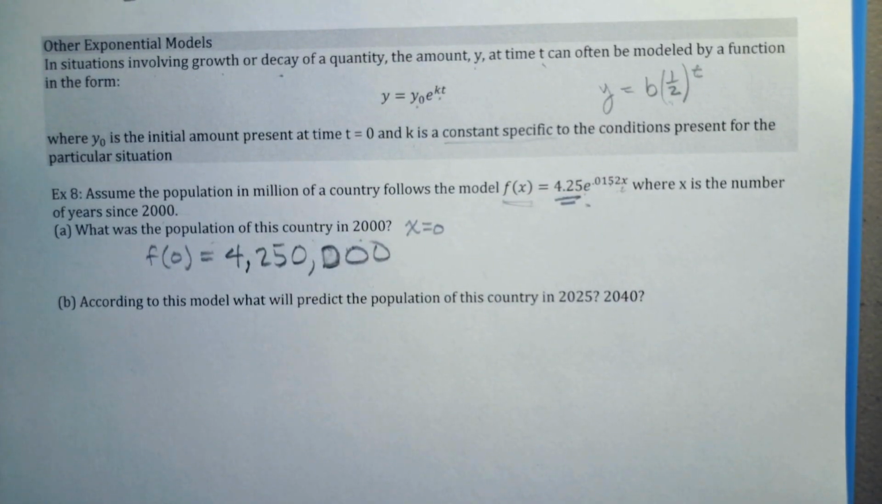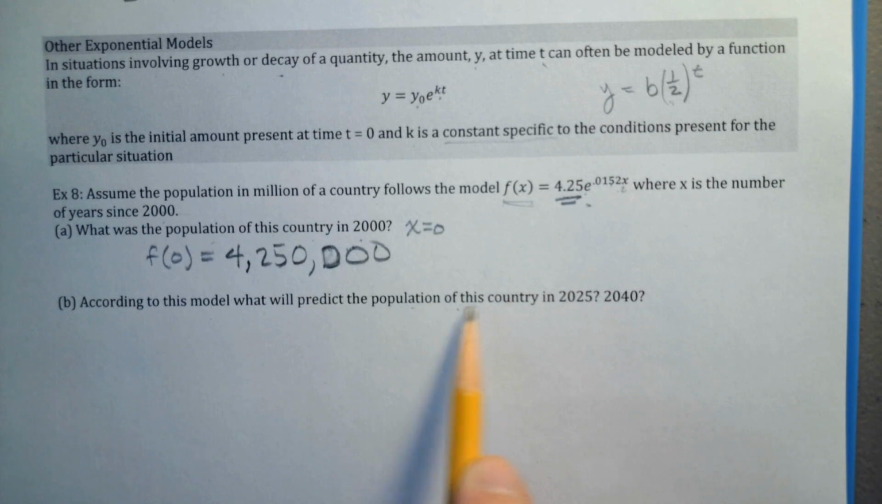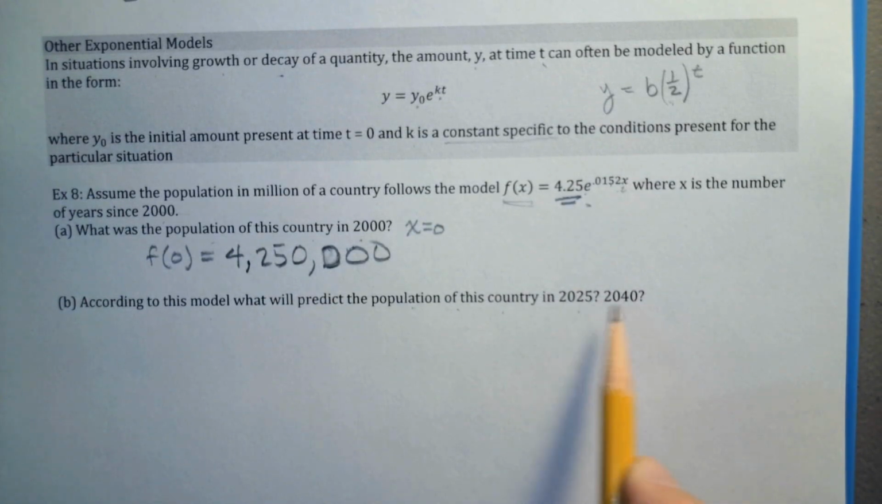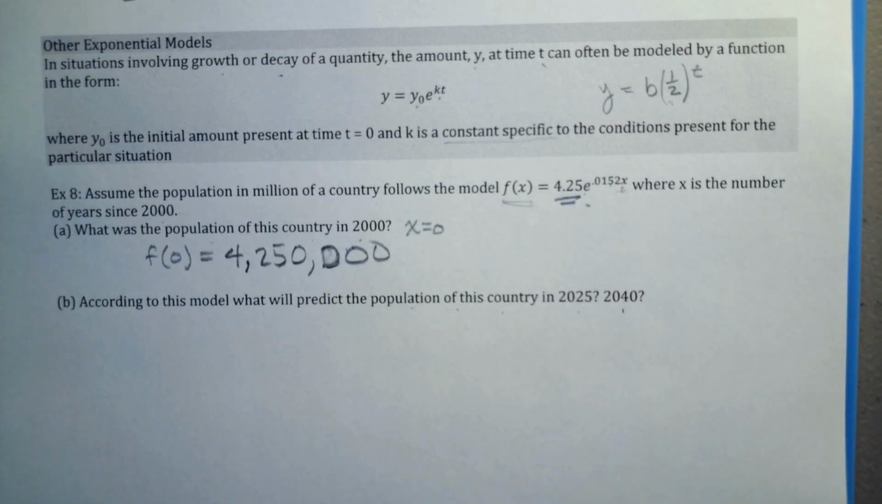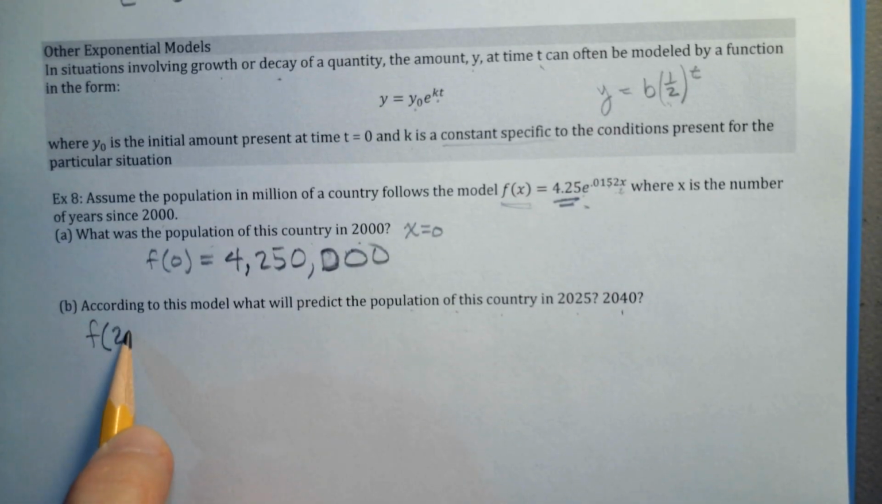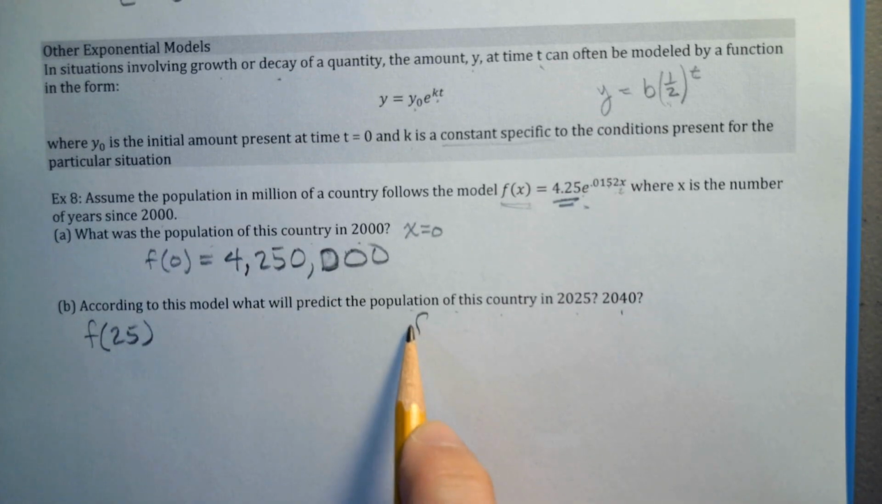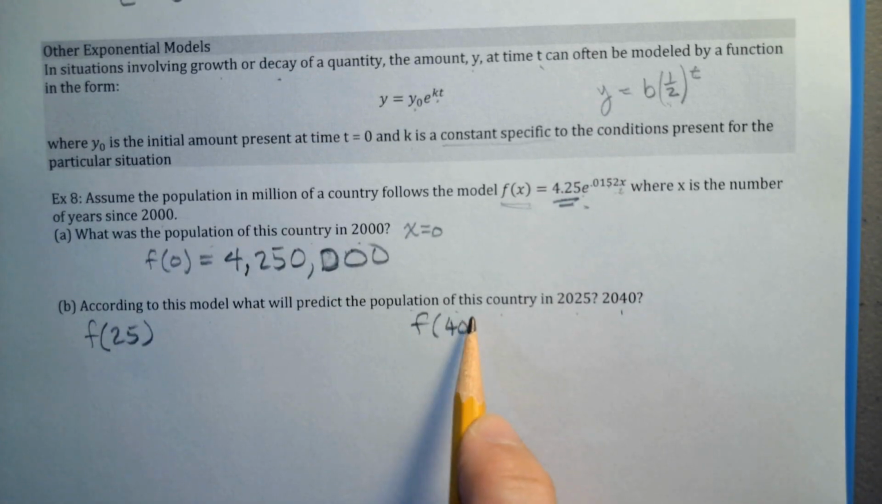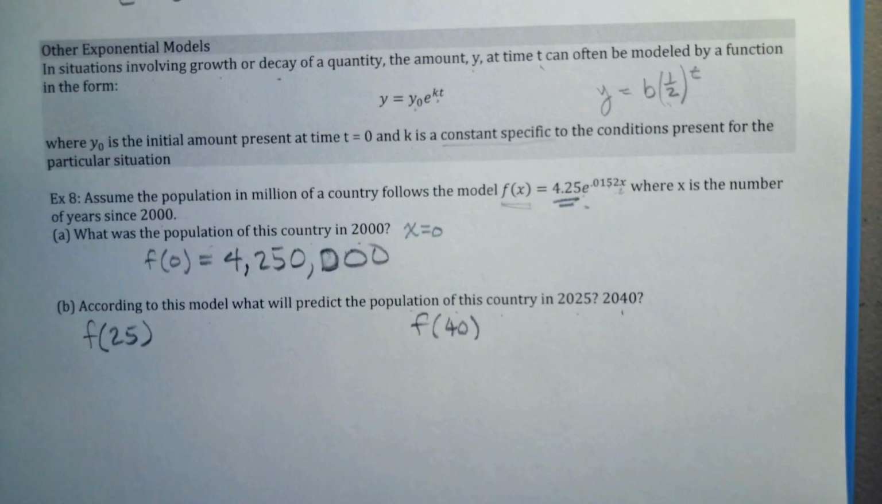Okay, according to this model, what is the predicted population of this country in 2025 and then also in 2040, assuming this model continues to that point? So what is f of 25? And then also what is f of 40? All right, so pause the video and calculate those. Again, that's pretty much just straight calculator work, but go ahead and calculate those.